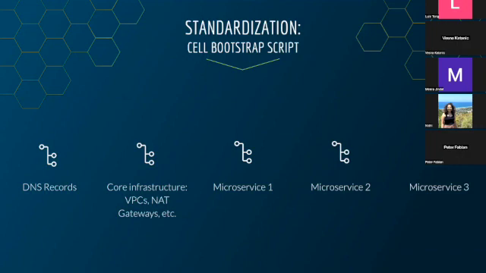The last one I want to talk about today in terms of standardization is the idea of a cell bootstrap script. Like I mentioned before, the application that you're trying to deploy into a new cell is almost certainly made up of quite a few different components. You probably have several microservices, as I mentioned. You probably also have some shared infrastructure that's reused across the microservices. That might be shared networking resources like VPCs or NAT gateways. It might be shared database tables, any kind of core infrastructure that's reused across other components of your application.